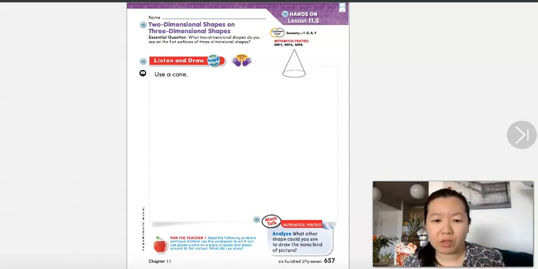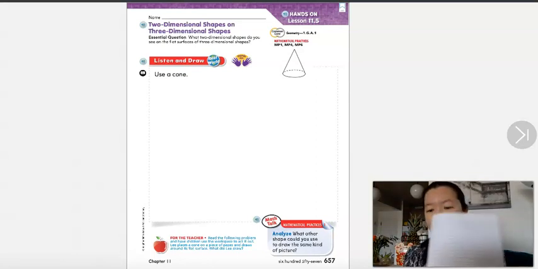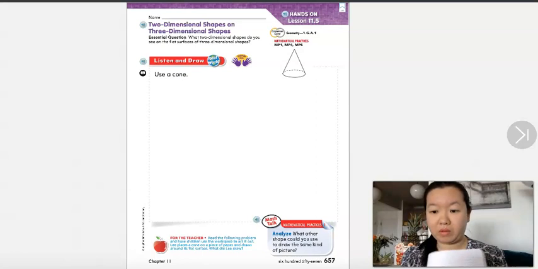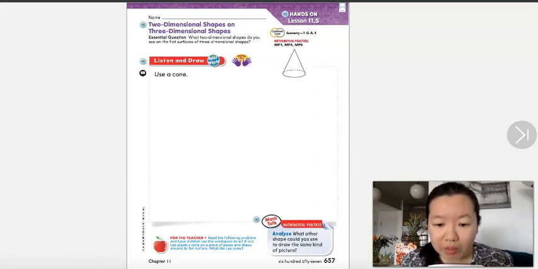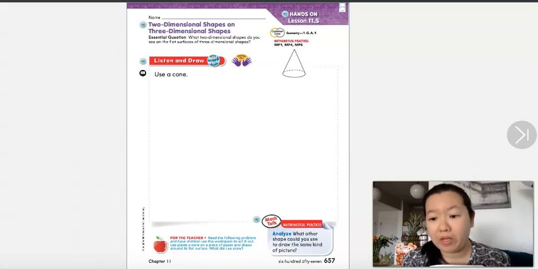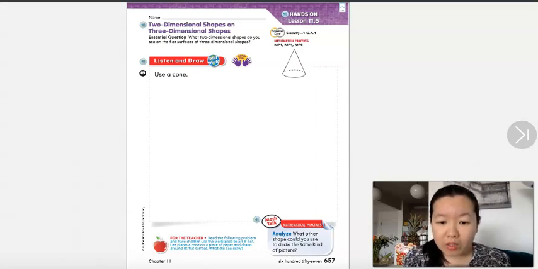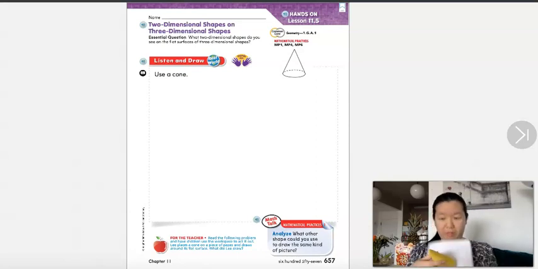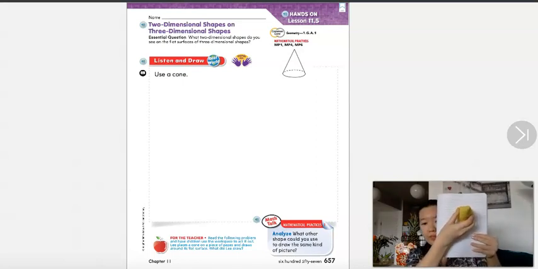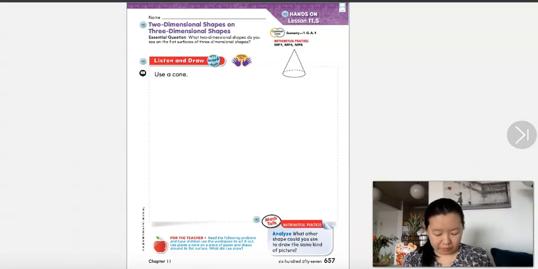All right, so let's read our question here. It says, listen and draw. So you might need to get a piece of paper for this activity, or you can just do it in your workbook. Right here, I have my notebook because I don't have my workbook with me. It says, use a cone. So you're going to place your cone onto the piece of paper. If you don't have a cone, that's okay. Just follow me, and then we're going to trace the shape in our book. It says, place the cone onto the surface. What do you see? So I'm going to place the cone right here, and I'm going to trace around it.